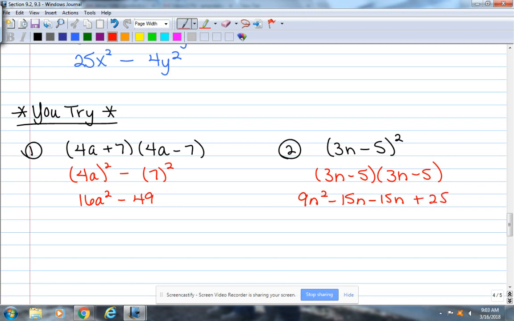So when you're doing a difference of squares, the middle cancels out. When you're squaring a binomial, you double the middle. Do y'all see that? It repeats itself. So what's negative 15n minus 15n? So raise your hand if you got 9n squared minus 30n plus 25. Any questions about these special ones?